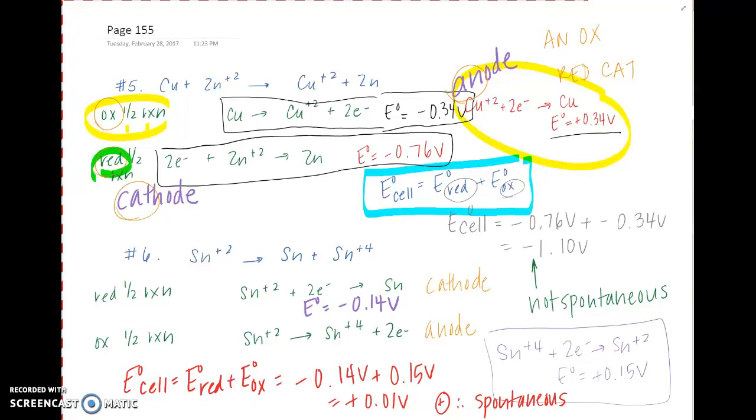And I know spontaneous isn't quite going to make any sense to you just yet. When I get to school on Thursday, I will do a demo for you and show you what this actually means. So just go with the rules. If Ecell is negative, then it's not spontaneous. If Ecell is positive, it's spontaneous, and we will talk more about it when I get back in class.